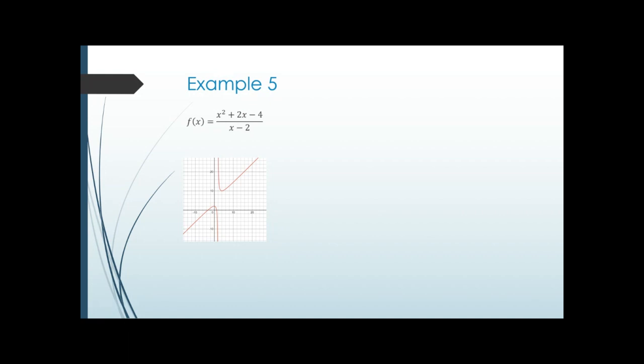So we're going to go through all of our steps, starting with the domain. So all reals except blank. Vertical asymptote.